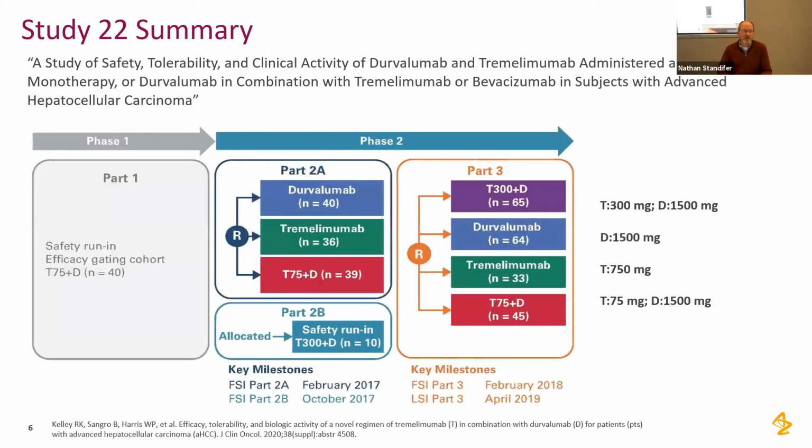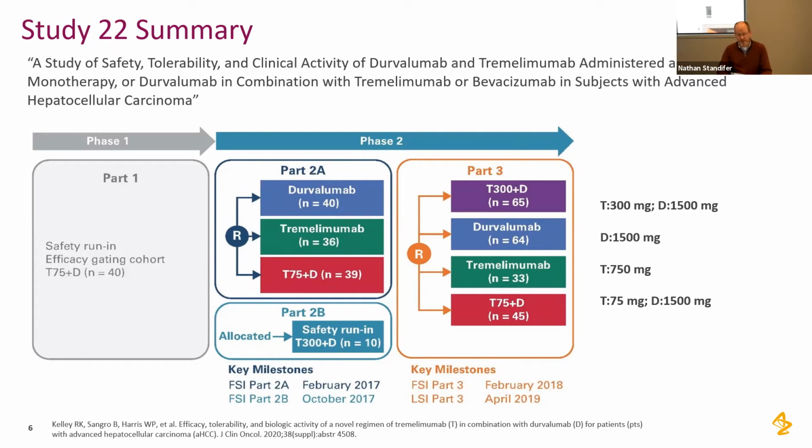Today, I'll be focusing on a study known as Study 22. This is a phase 1 and 2 trial of durvalumab and tremelimumab alone or in combination in advanced unresectable hepatocellular carcinoma patients. I'm only going to focus today on the phase 2 portion, which is shown in the right 2 ovals in this slide. And in this phase 2 portion, hepatocellular carcinoma patients, also known as HCC patients, were randomized into each of 4 treatment arms, shown most clearly in part 3.